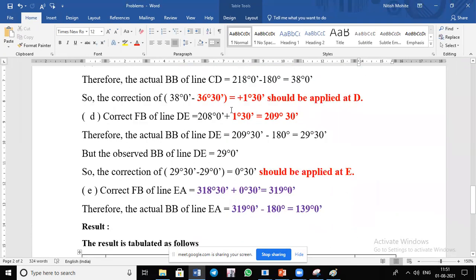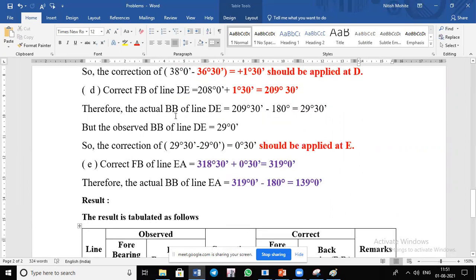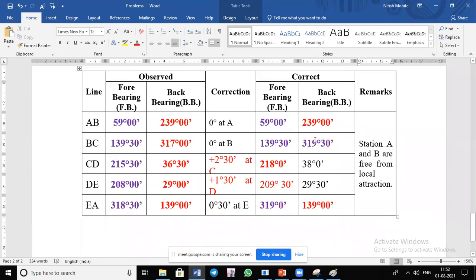Okay, so whenever the correction comes out to be positive, you are supposed to add it to the further forebearing. If it comes out to be negative, then deduct it, and correspondingly go on calculating the forebearing and back bearing. So just take care that whenever you calculate the back bearing of the further line, if the forebearing is lesser than 180 degree, you are supposed to add 180 degree. If it is greater than 180 degree, then deduct it. Okay, so likewise we have calculated, and at the last, the reading that was observed on the ground, the back bearing of EA, was 139 degree 0 minutes.